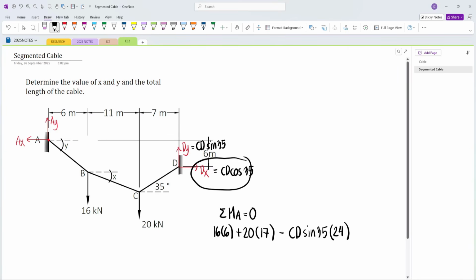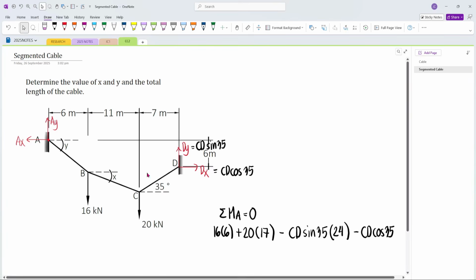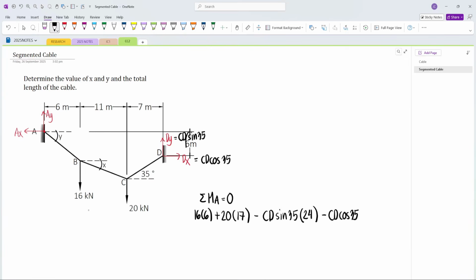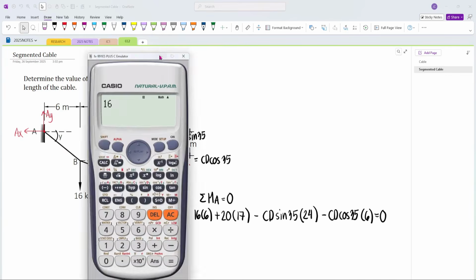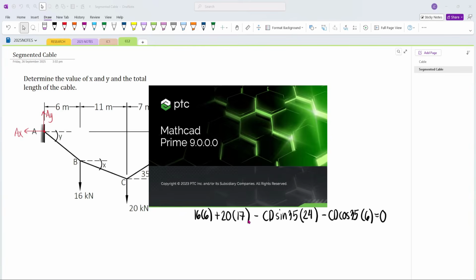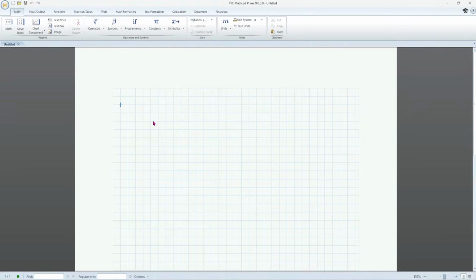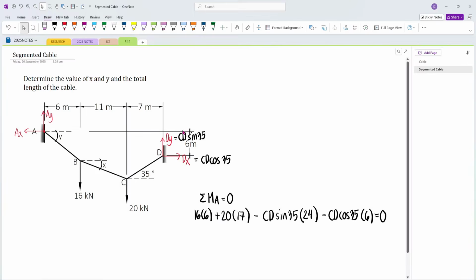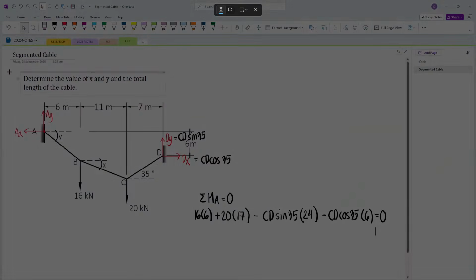Then, for dx naman, CD cosine 35, this will cause a counterclockwise rotation about point A. So, minus CD cosine 35. Then, our moment arm is ito, 6 meters. Equate natin yan to 0. So, solving CD, for a while, MathCAD na lang yung gagamitin ko para mas madali nating ma-type yung equations. Gusto ko kasing makita nyo yung exact values talaga. Anyway, copy ko na lang yan. Then, let's just append the figures mamaya.